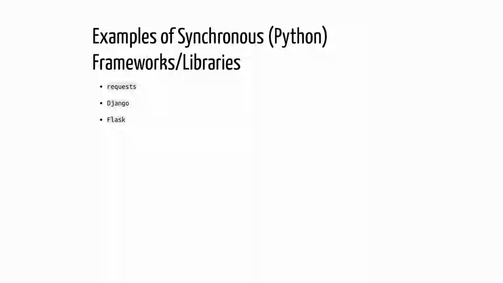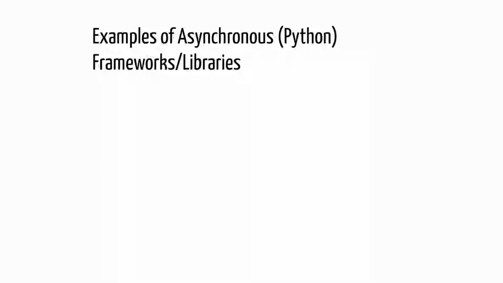Flask, if you want something a little bit smaller. If you need to talk to a database, you might use something like psycopg2 if your database is Postgres. If you're on AWS, you probably use Boto 3 to talk to the various AWS services. And actually, most libraries on PyPI will be synchronous by default. So let's look at the other side.